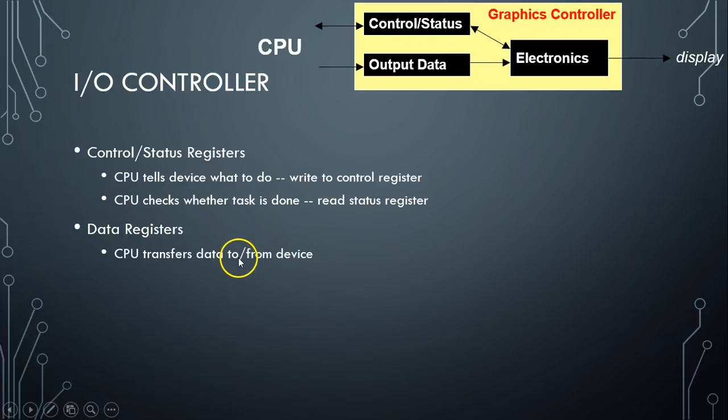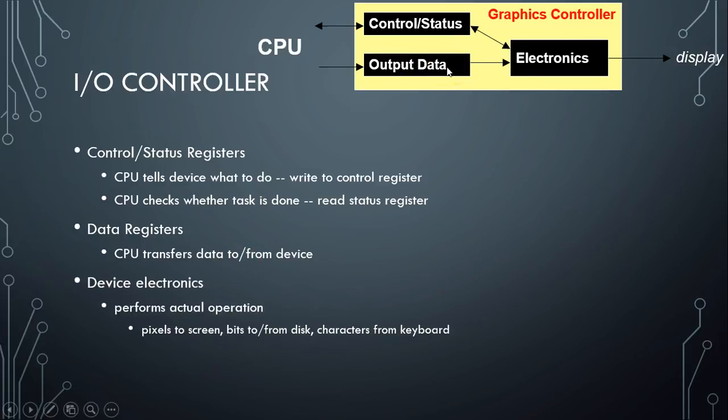Now the data registers: the CPU transfers data to or from the device, and then the device electronics performs the actual operation. So it's like pixels on your screen, bits written to or from the disk, characters on your keyboard being generated.